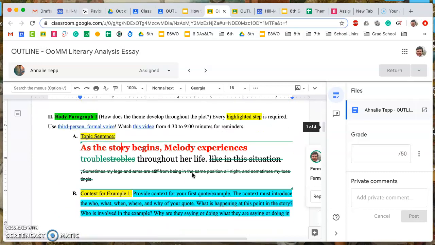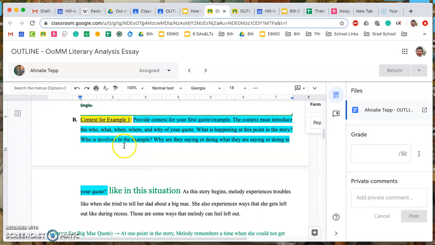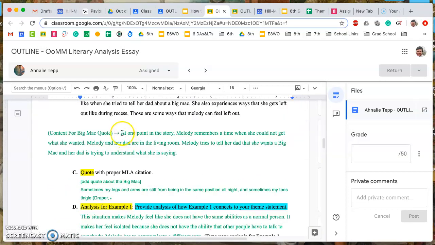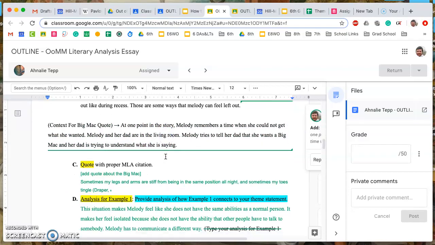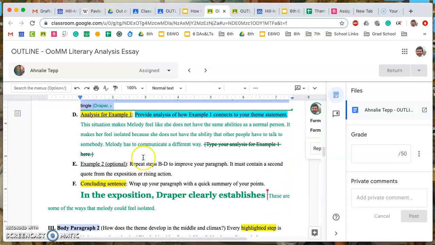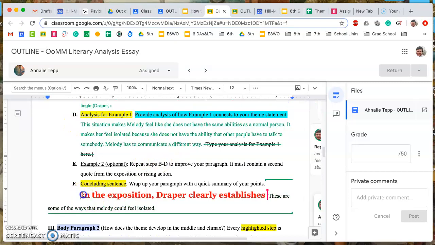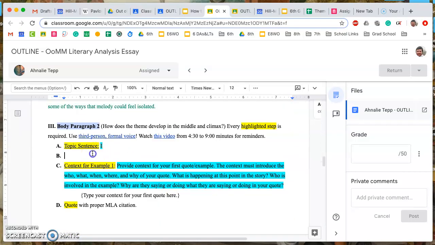and this person continued to again just put everything in the right spot. So under the context, type the context right here. Under the quote, put the quote. Under the analysis was there. And under the concluding sentence, put the concluding sentence using the sentence frame. Now that'll be the same story for the topic sentence.